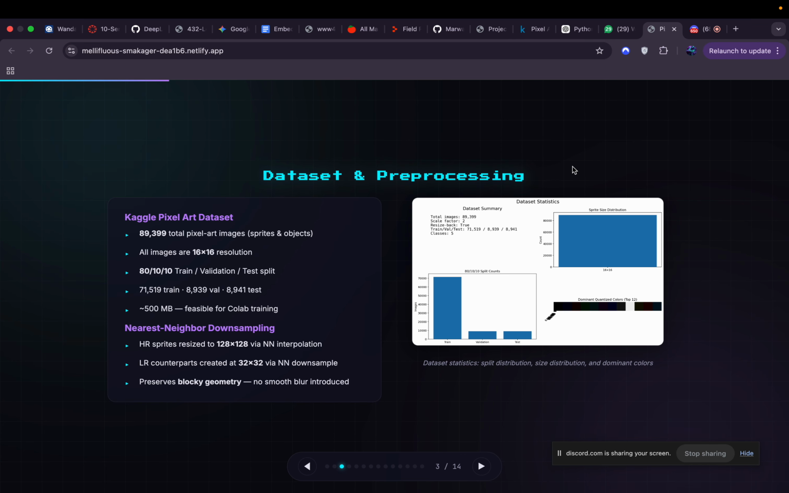A critical part of our pre-processing is the nearest neighbor downsampling. We resize the sprites to 128 by 128 using nearest neighbor interpolation to create our high resolution targets. Then we downsample to 32 by 32, also using nearest neighbor, to create the low resolution inputs. This is important because it preserves the blocky geometry that defines pixel art, unlike bicubic, which introduces blur.